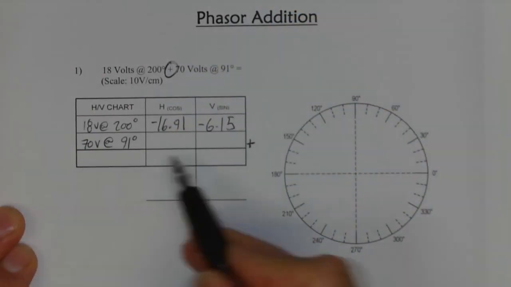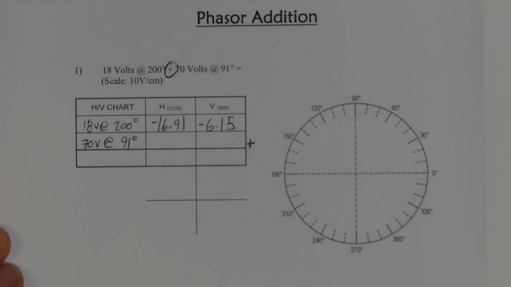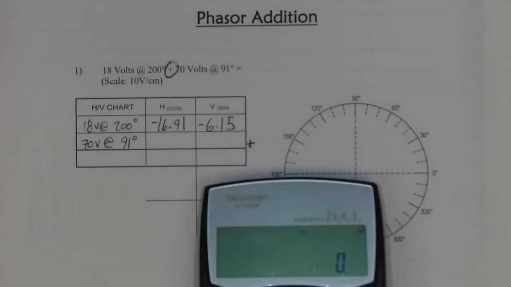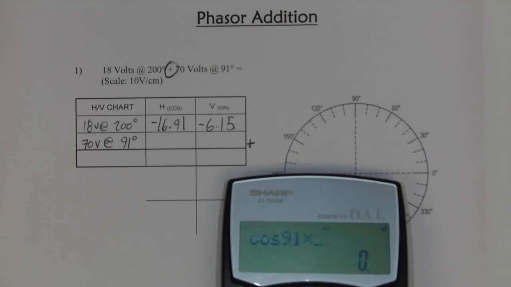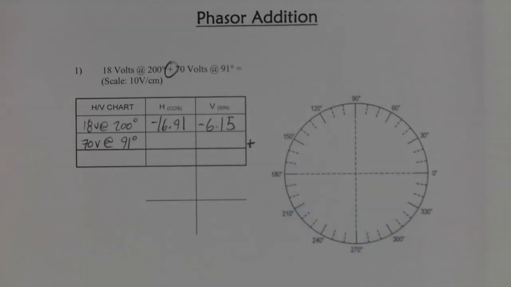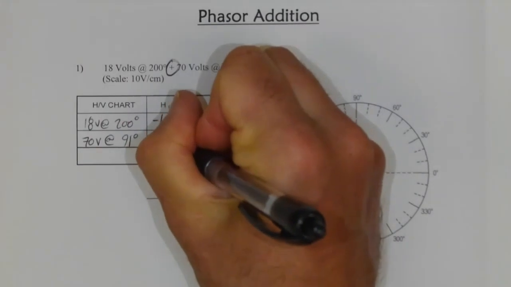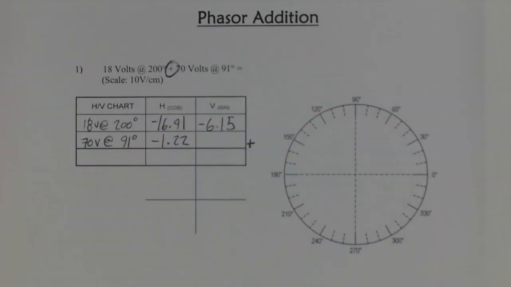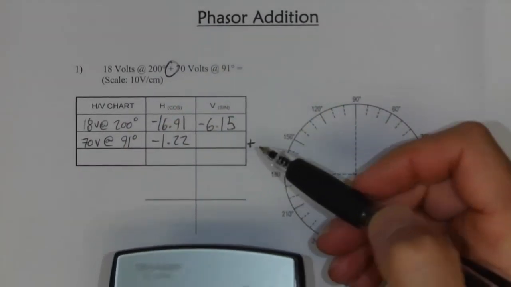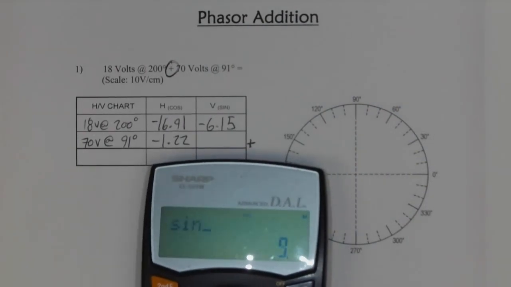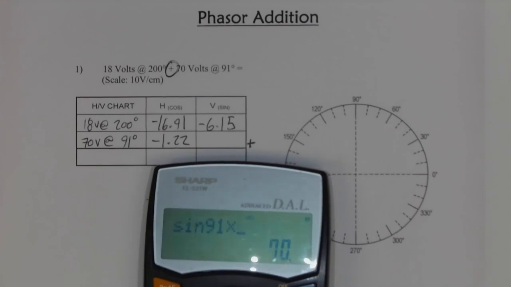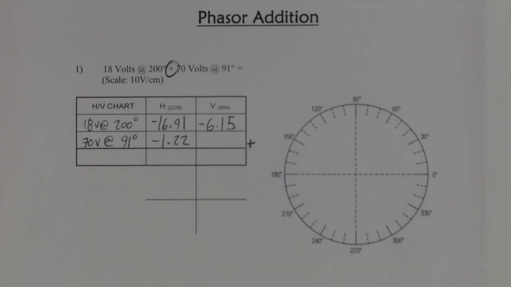All right, for the second step down here, I'm going to enter in with my calculator, same thing as before, cos of my angle, which is 91, times 70, gives me negative 1.22. And then over here, vertical, that would be sine 91 times 70, 69.98.